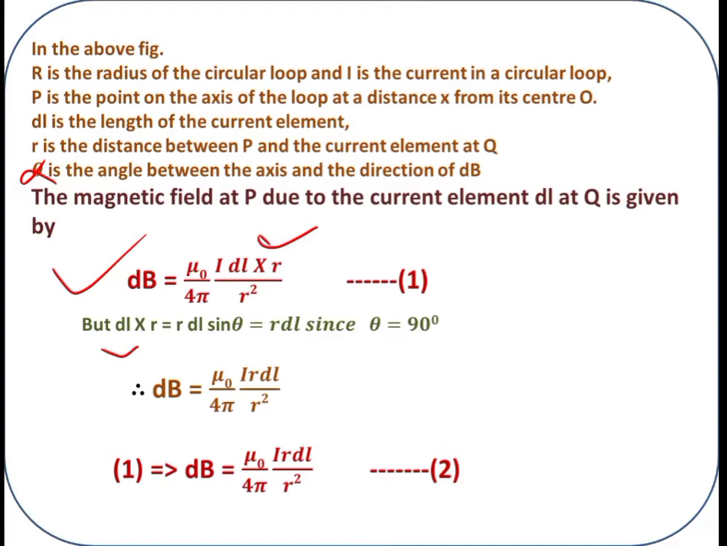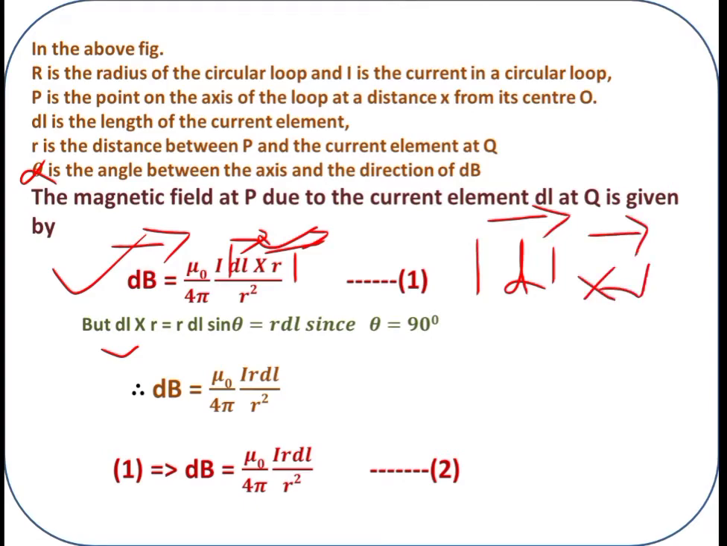If we express this in vector form, this is the magnitude of the vector dl cross vector r. Now we know that the magnitude of vector dl cross vector r is equal to what? This cross symbol is there. If we remove the cross symbol, what do we have to write? r dl sine theta, right? But here, what is theta? Theta between dl and r is 90 degrees.